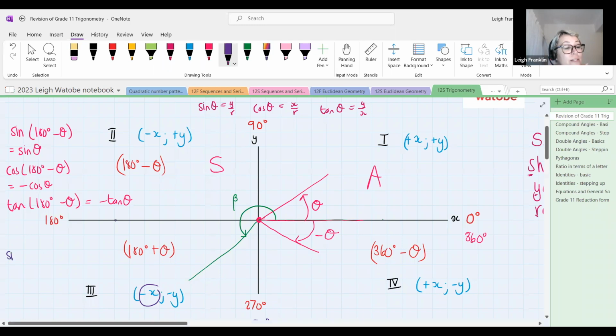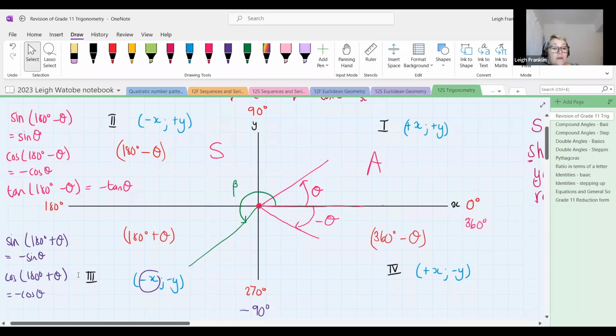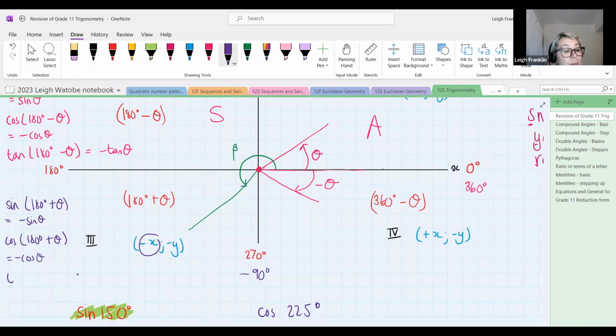So similarly, if we say sine 180 plus theta, this reduces to negative sine theta. If we say cos 180 plus theta, this reduces to negative cos theta. That's because both x and y are negative in the third quadrant. And if we're talking about the tan of 180 plus theta, we would end up with negative y over negative x, which would give us positive tan theta. Our ratio would be positive. So that's where the T comes from in the CAST diagram.